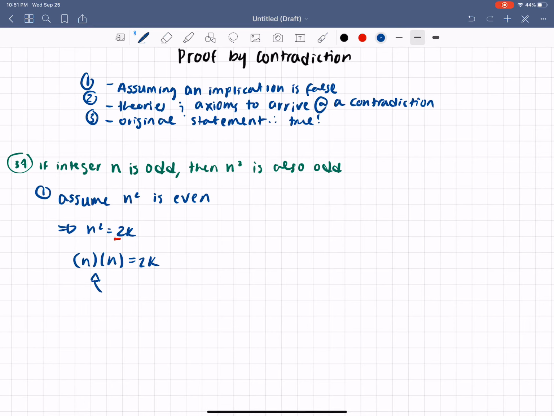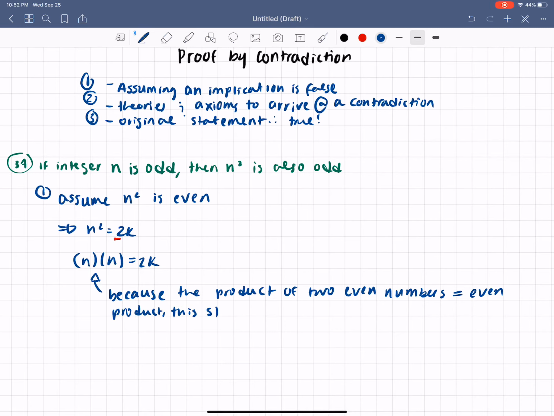So we say that because the product of two odd numbers equals an odd product, this statement contradicts itself, which means it's wrong.